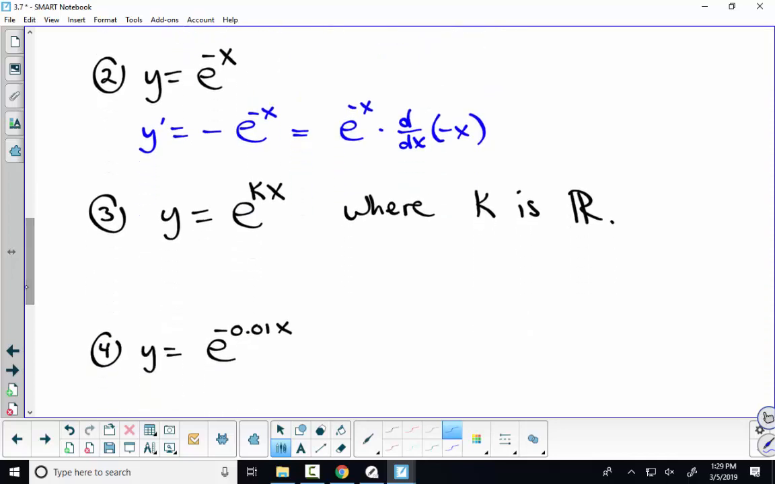So what we're looking at is just e to a linear function, right? So we can generalize that and say, what's the derivative of e to the kx with respect to x, where k is any real number? What's y prime for this function? K e to the kx. Good, yep. It's k times e to the kx. 3 times e to the 3x, negative 1 times e to the negative x.